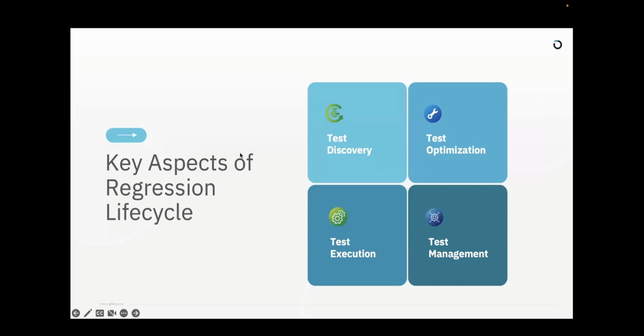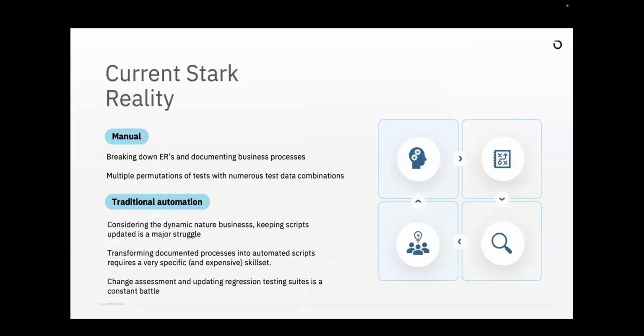Now, the key aspects of the entire life cycle of regression. Let's go back from the patch upgrades and just talk about the key aspects of any regression life cycle: discover what you need to add to your previous test suite, optimize the test suite, execute it, and then manage it. These are the four key aspects. But before I go into more detail on the regression life cycle, and talk about the approach before and how the market is moving towards an autonomous approach, let's understand the reality of manual versus traditional automation, and then obviously the recommended approach today.